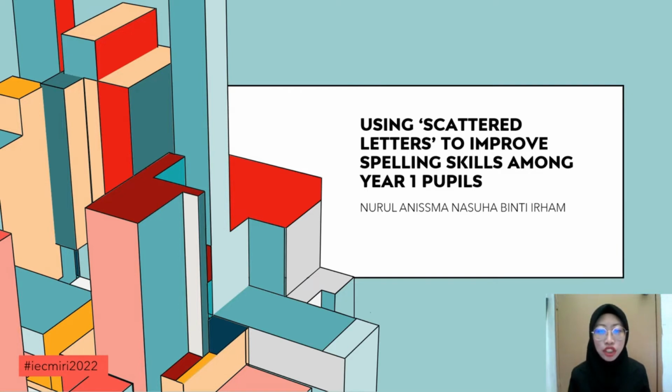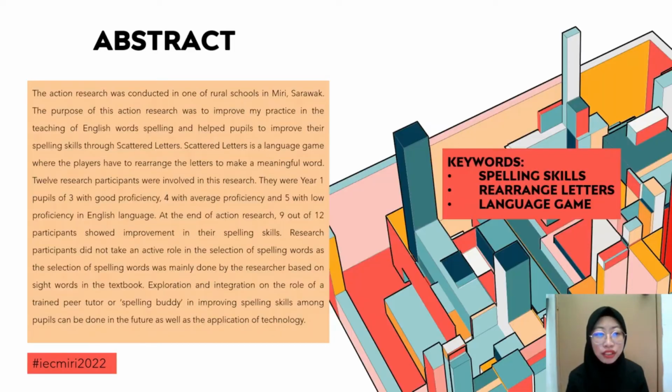The title of my research is Using Scattered Letters to Improve Spelling Skills Among Year 1 Pupils. The action research was conducted in one of the rural schools in Miri, Sarawak. The purpose of this action research was to improve my practice in the teaching of English words, spelling, and help pupils to improve their spelling skills through scattered letters. Scattered letters is a language game where the players have to rearrange the letters to make a meaningful word.